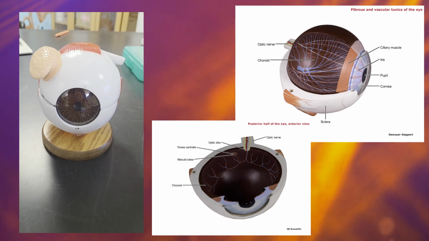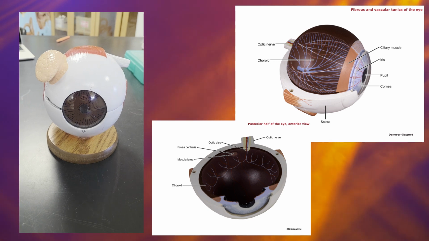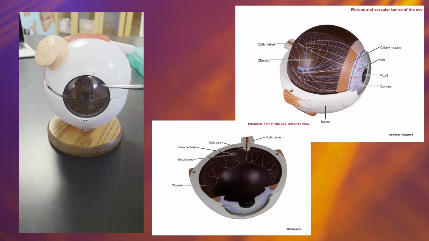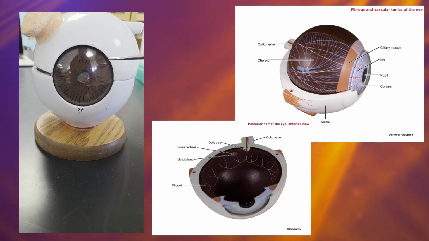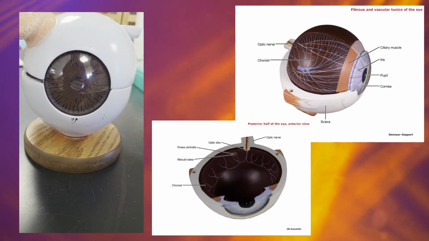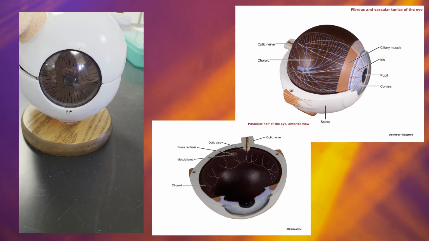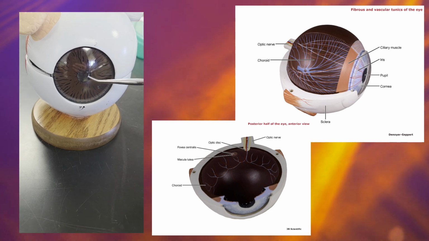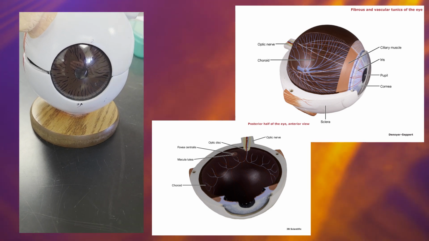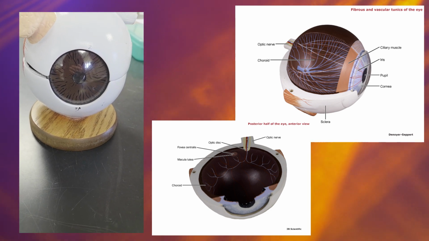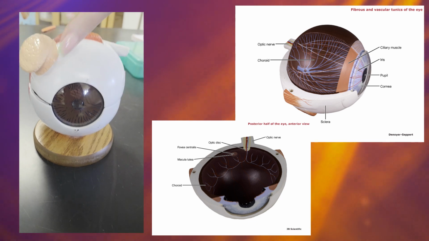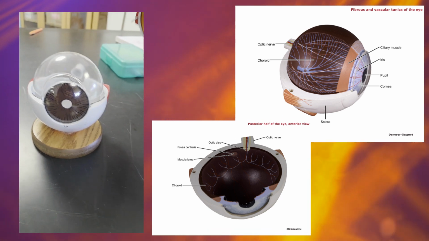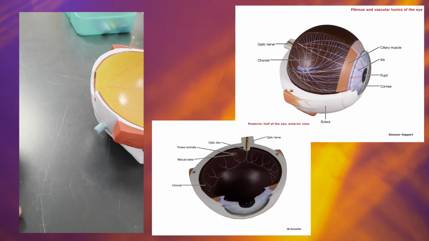So we're going to be talking about the middle layer. So this right here, the brown, that's your iris. And that's the colored part of the eye, which surrounds the pupil and controls how much light enters into the eye. And then the middle part, which is your pupil, that regulates the amount of light entering. And then we're going to take this off. Take a look into here.